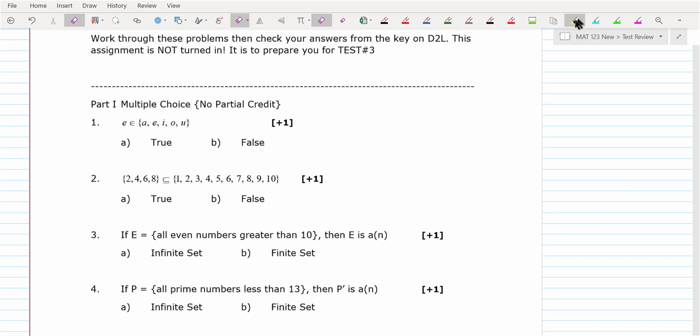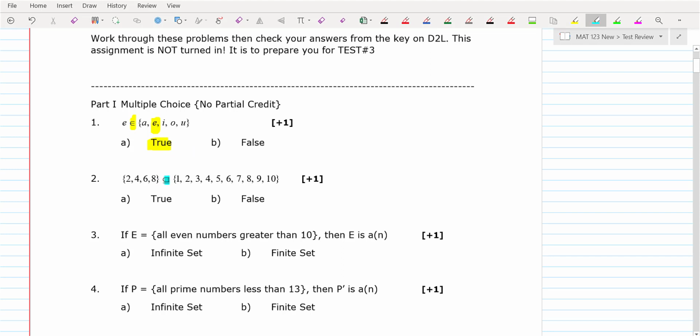What is the meaning of this symbol, that funky E? What does that tell you? Element of. So the question is, is E an element of that set? True or false? Okay, that's real simple. That one's true because it's there. That's what I'm testing you on.